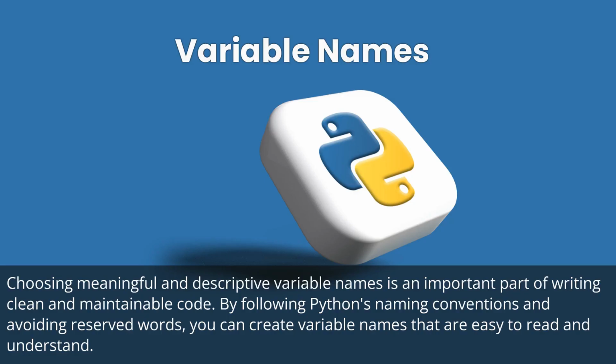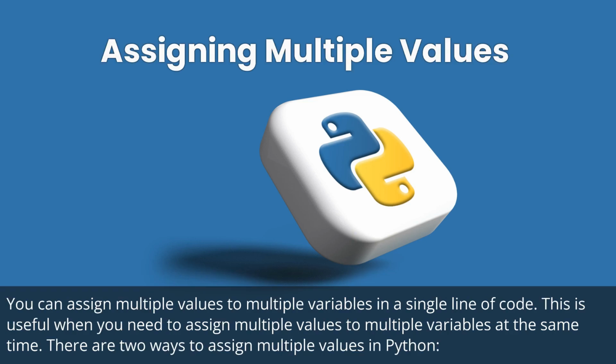Choosing meaningful and descriptive variable names is an important part of writing clean and maintainable code. By following Python's naming conventions and avoiding reserved words, you can create variable names that are easy to read and understand. You can assign multiple values to multiple variables in a single line of code. This is useful when you need to assign multiple values to multiple variables at the same time.